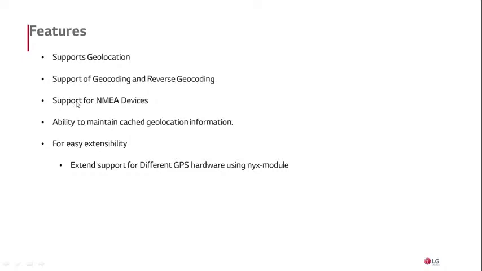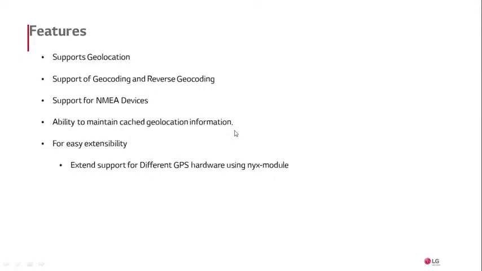And the third is support for NMEA devices. We are going to explain it in the further slides, where it is used for the mock data. By using the NMEA parser, we collect the data and generate the NMEA file, and we have a parser to parse the NMEA file, and we pass that to the location service as a response to provide the location service. Now, the ability to maintain the cached geographic geolocation information.